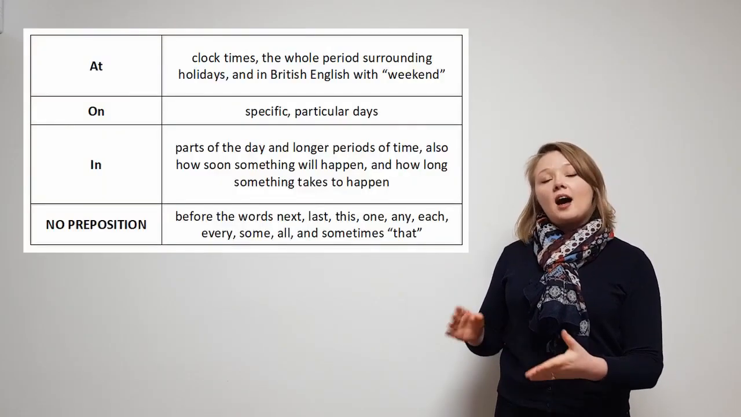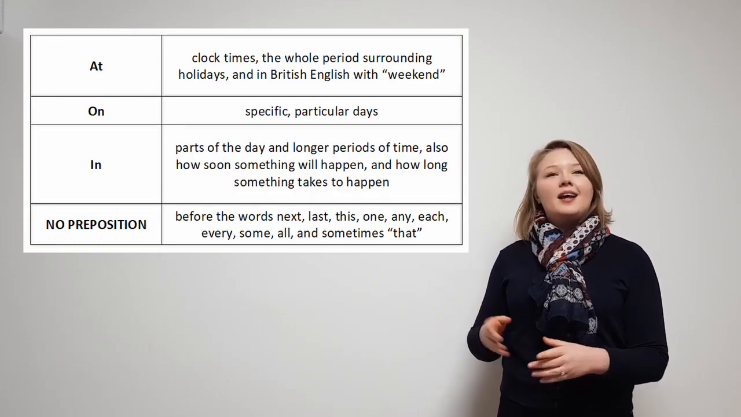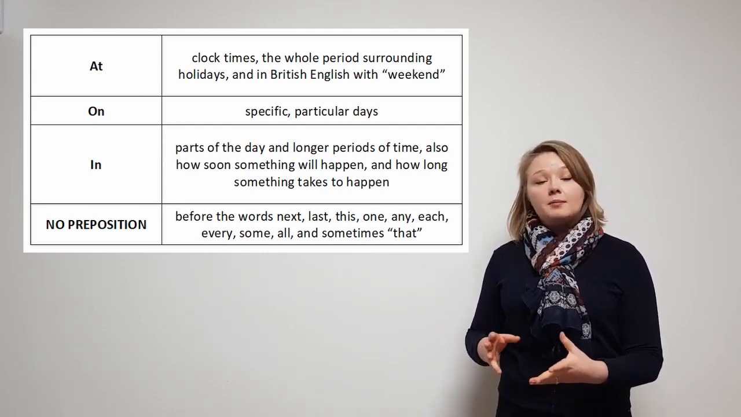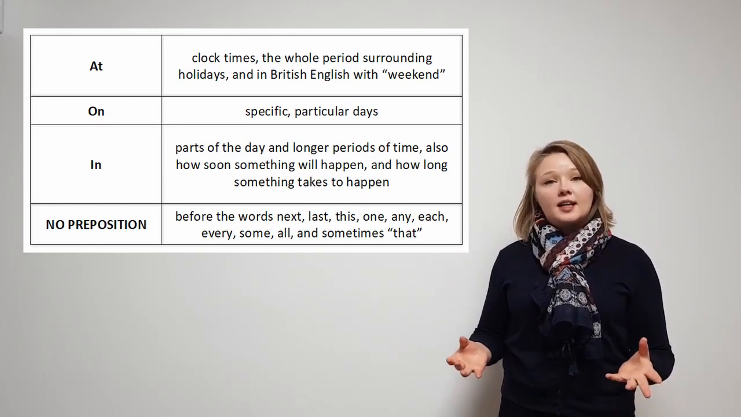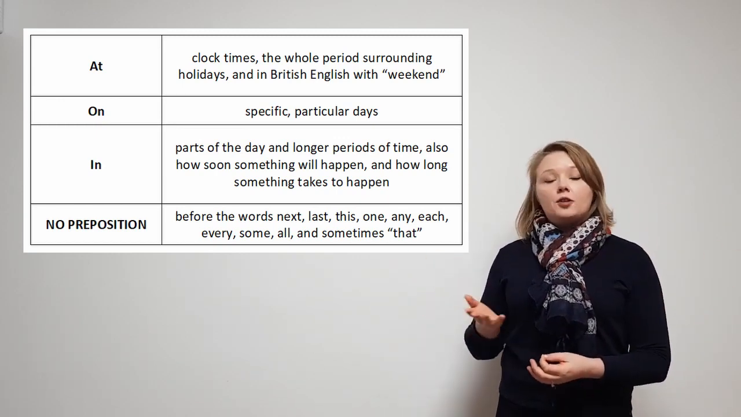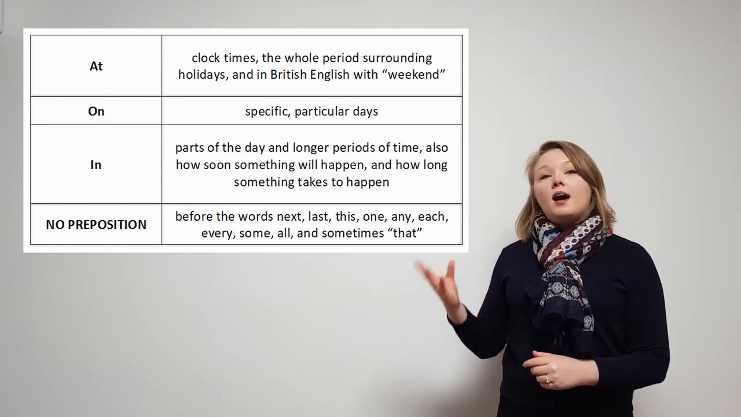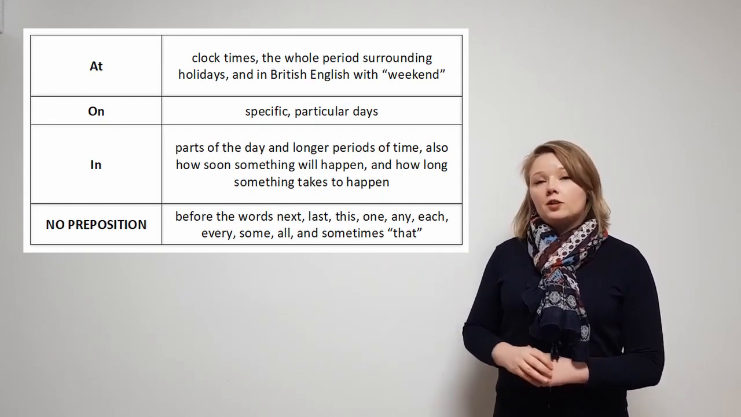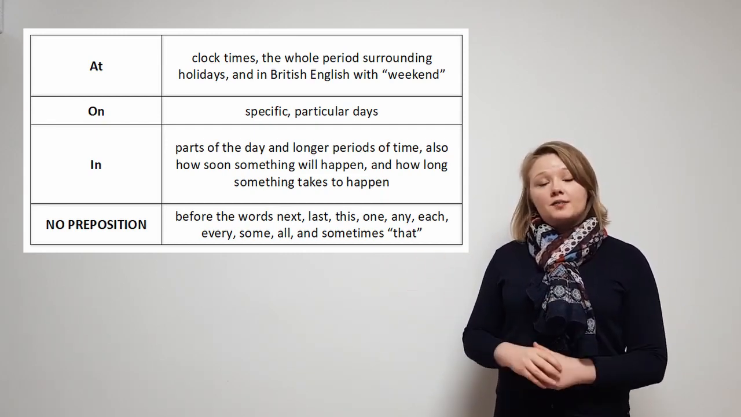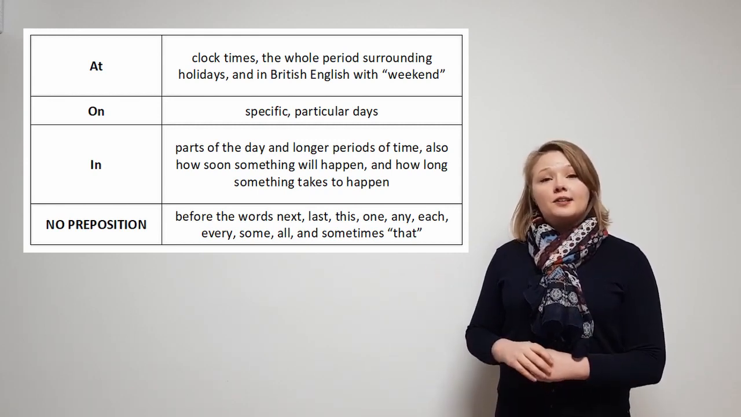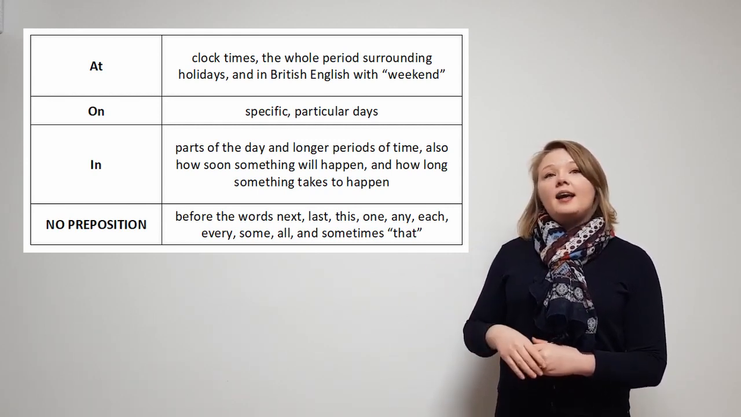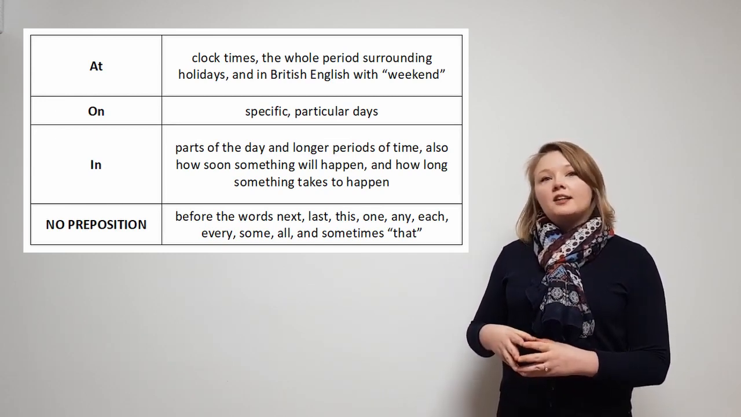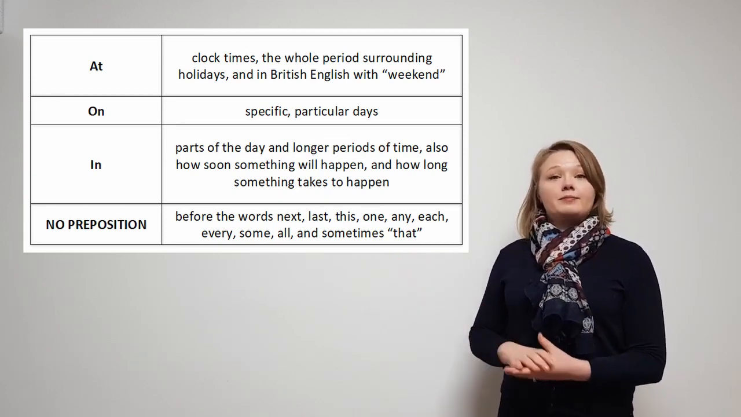Here is a chart showing how we can use at, on, and in, and when to not use these prepositions. At is used to talk about clock times, the whole period surrounding holidays, and in British English, at is used with the weekend. On is used to talk about specific particular days. In is used to talk about parts of the day and longer periods of time. In can also be used to say how soon something will happen and how long something takes to happen. We do not use these prepositions in expressions of time before these words.